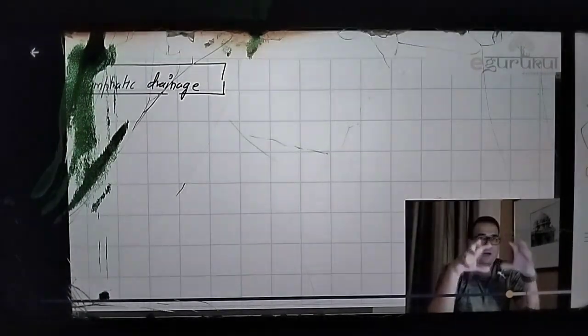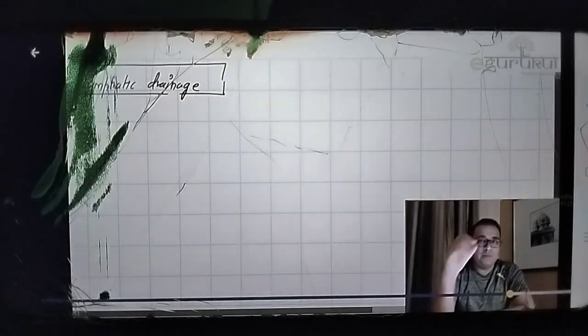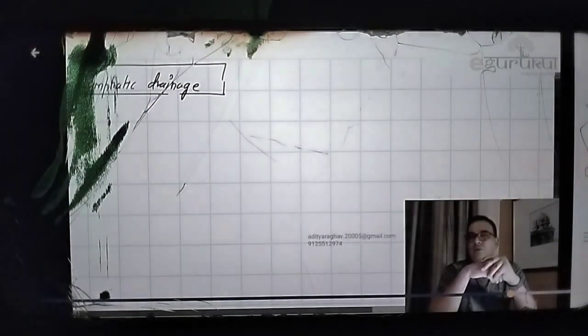So if somebody has a carcinoma of the tongue in the part where the drainage is only on one side, you can remove the lymph nodes on one side only. But if it is affecting the portion of the tongue which has bilateral lymphatic drainage, on both sides, that becomes problematic because you then have to remove the lymph nodes bilaterally.